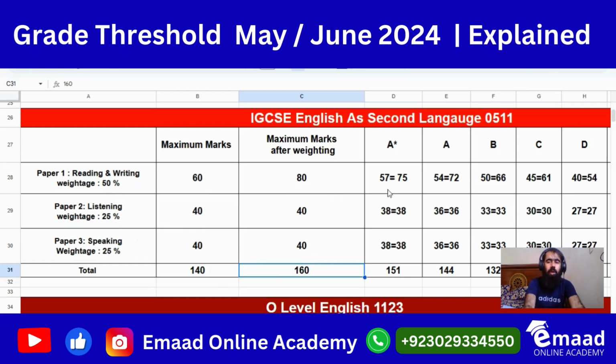If you gain 57 marks out of 60 in your reading and writing paper 1 by performing well in both reading and writing sections, because out of these 160 only 80 is the weightage, after weighting they become 75 according to their weightage. So you gain out of 160, you will add 75 here in paper 1. But for listening and speaking, the marks after weighting are the same: 40 and 40. Because the total marks are 160, and there are long calculations behind that. I don't want to go into detail to puzzle you. So if you get 38, after weighting they are again 38.